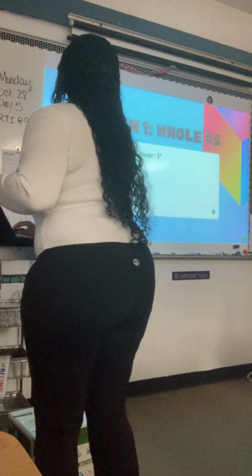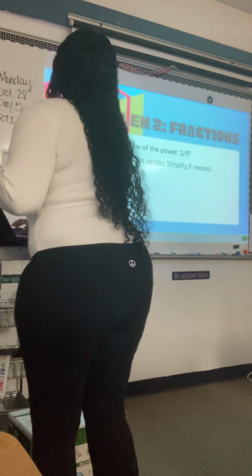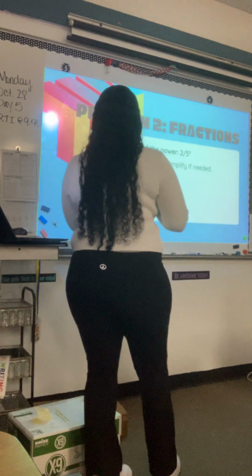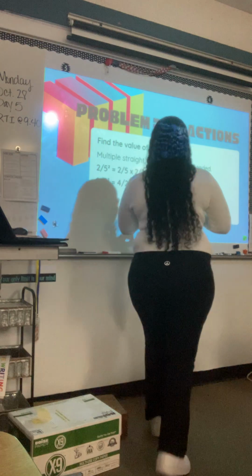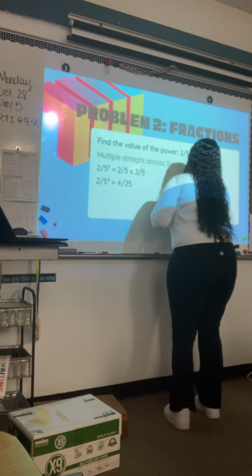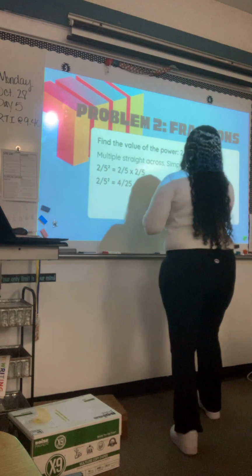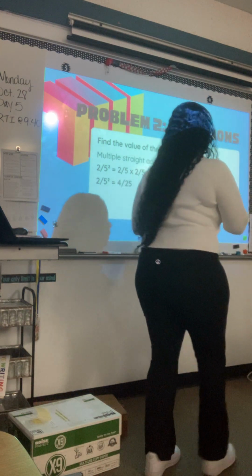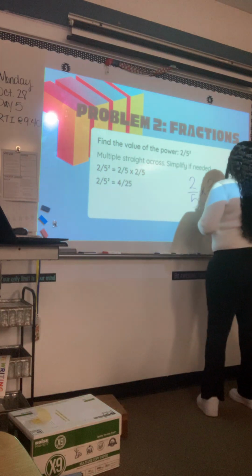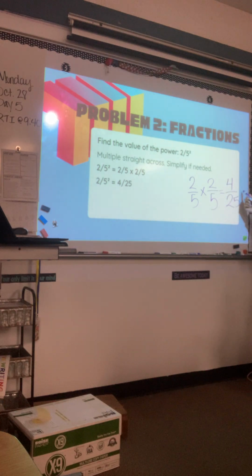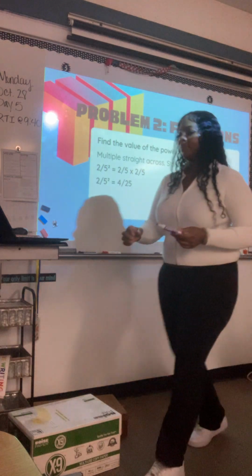So this will be something new, you guys, when dealing with fractions. So I can write it out. So 2/5 raised to the second power. So it will be written out like this, because it's being multiplied twice. And with this one, you just multiply straight across. And this is how you got your answer, 4/25. So you could simplify if needed, but we don't need to simplify this because it's already simplified.